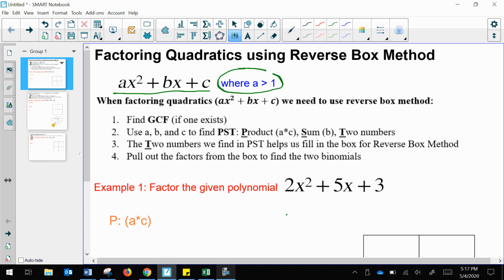Our first step is we're going to find our greatest common factor if one exists. Now this may not always happen. We may not always have a greatest common factor to take out of our polynomial, so we're not going to cover that specifically in today's video.